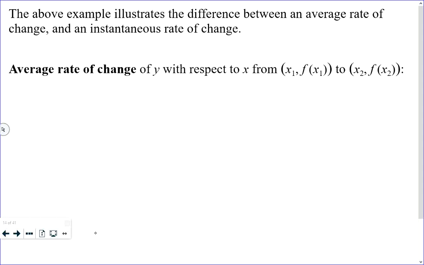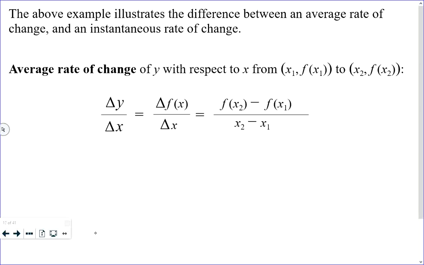An average rate of change of y with respect to x from one point of a function to another point of a function, we call the points x1, f of x1, and x2, f of x2, is delta y over delta x, which is delta f of x over delta x, which is f of x2 minus f of x1 over x2 minus x1, which is the secant slope, right? So for an average rate, we shouldn't need to look at a graph all the time to reason it out. An average rate of change is the slope of a secant from point to point.